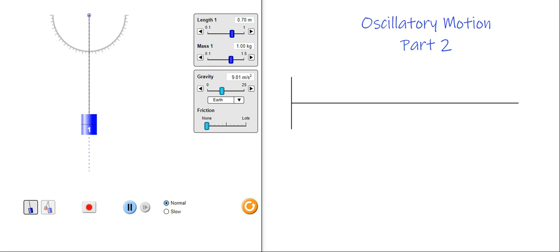Welcome to this video on oscillatory motion part 2. Our main objective in this video is going to be to take a look at what physical parameters affect the motion of an oscillating body.